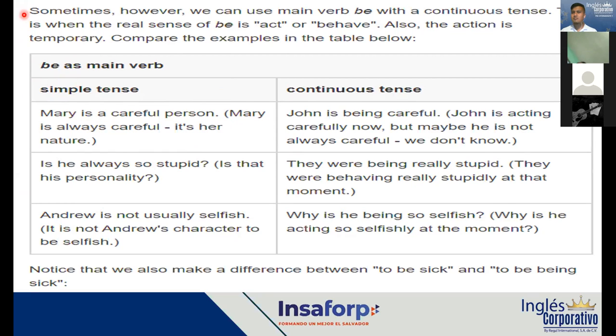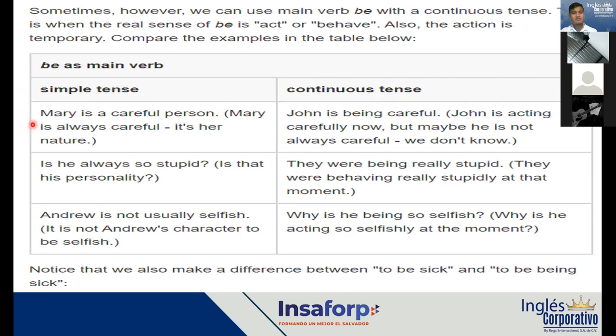Sometimes, however, we can use main verb be with a continuous tense. This is when the real sense of be is act or behave. Also, the action is temporary. Compare the examples in the table below. Okay. So as you can see, guys, it says that sometimes, however, all the things that we already know, we can use the present continuous using the verb be, but if we use the verb be in present continuous, it's because we are referring to an act or a behave. And also the action is only temporary, okay? So let's see some examples.